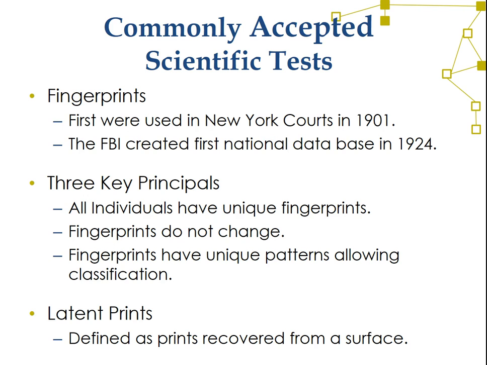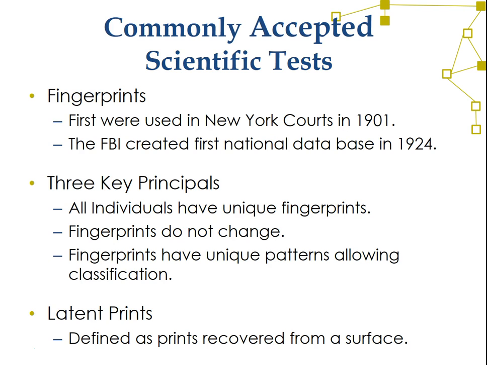Well, what are some commonly accepted tests? How about fingerprints? Now, fingerprints were first used in New York courts in 1901. And the FBI created the first national database in 1924. So fingerprints remain an important tool for the police because they can be processed rapidly, and the test is relatively inexpensive. And extensive databases are available, which is really good.